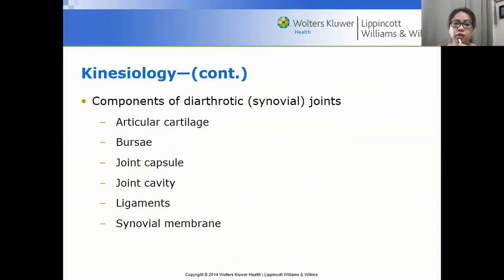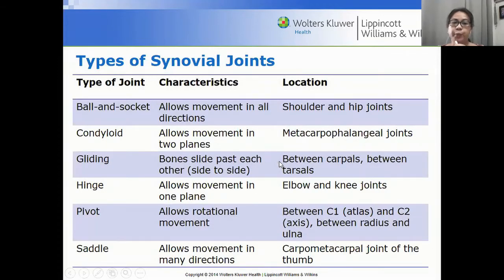In kinesiology, the components of the diarthrotic synovial joints are articular cartilage, bursae, joint capsule, joint cavity, the ligaments, and the synovial membranes. So what are the different types of joints? You're going to learn more about this further on. The ball and socket allows movement in all directions, particularly your shoulder and hip joints.